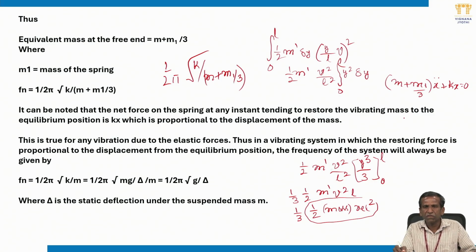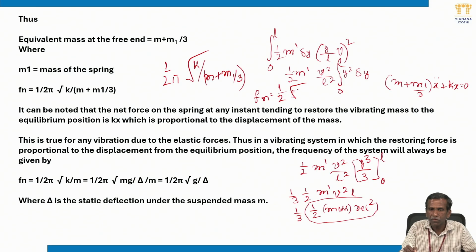Thus, in a vibrating system in which the restoring force is proportional to the displacement from the equilibrium position, the frequency of the system is always given by fn equal to 1 by 2 pi under square root k by m. M here, if you consider the mass of the spring also, then you have to add. Also we have seen the frequency is 1 by 2 pi square root g by delta.